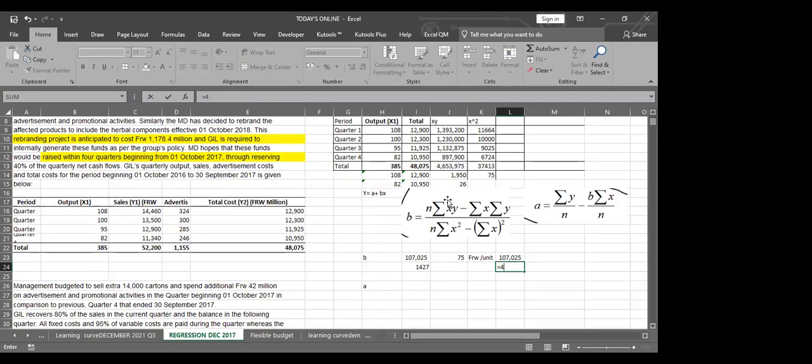Denominator has n is 4, which is 4 quarters, multiplied by, of course, the summation of this squared, which we already have here, and minus the summation of this in brackets squared, which is this, of course, squared, and then it gives you that. So if you divide this by that, you get 75. That's what I need. Yes, thank you.